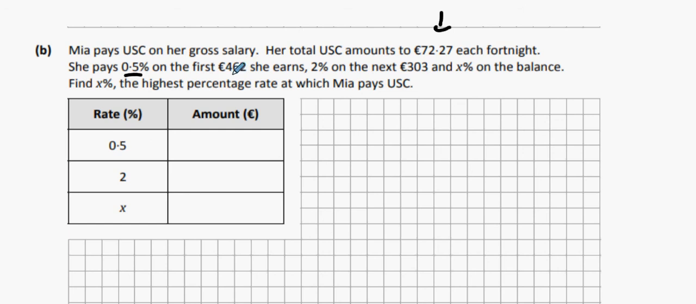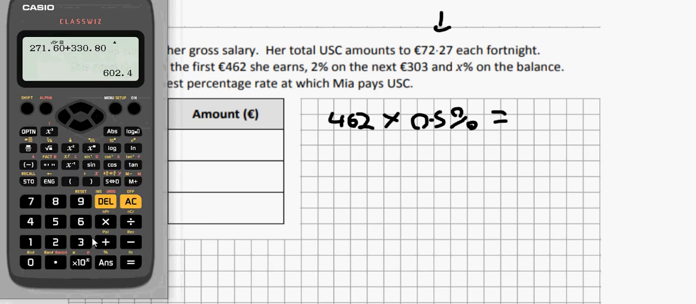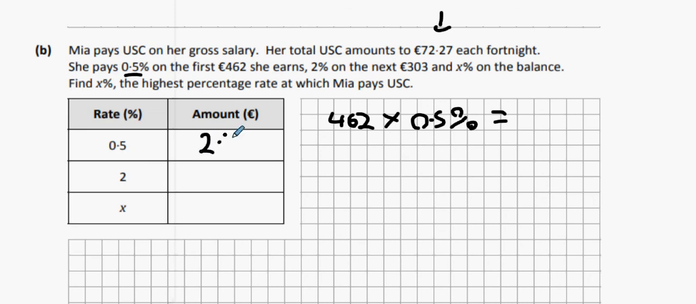0.5% of 462. So multiply 462 by 0.5%. What do you get? 462 multiplied by 0.5%. Just type 0.5 and press the percentage button. Where's the percentage button? No, that ain't it. Shift percentage button. Anybody get €2.31? Alright. What happens next then?